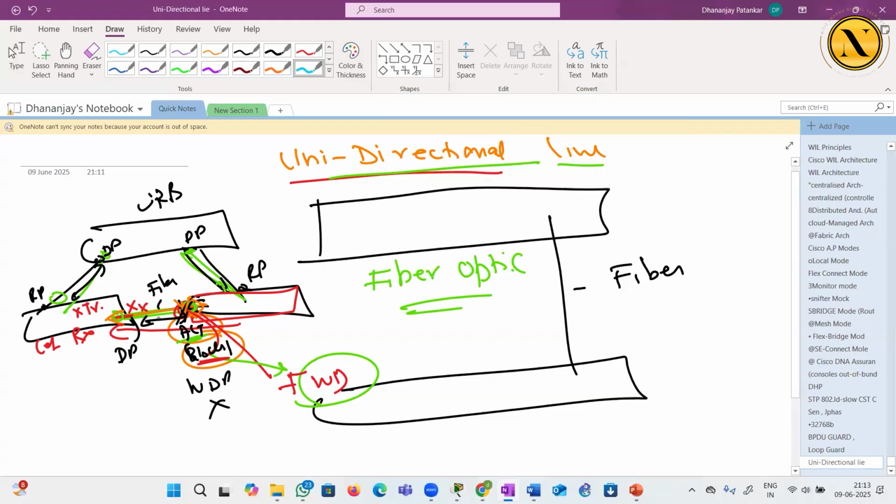How? Even if we do not receive BPDUs on this port, which is the alternate port in blocking mode, it should not go into forwarding mode. Got it? But if you don't give this command, it will then move. As soon as it stops getting BPDUs, it will move from the alternate blocking mode to forwarding mode, and then a loop can happen. Got it? So this is only between the switches. What is that command? Loop guard.